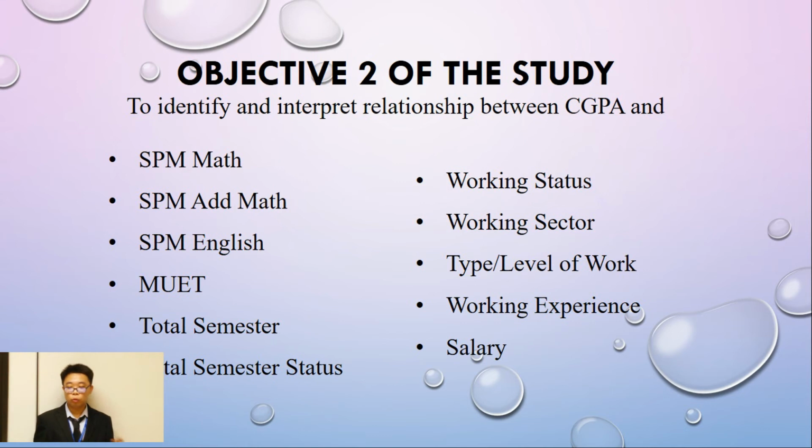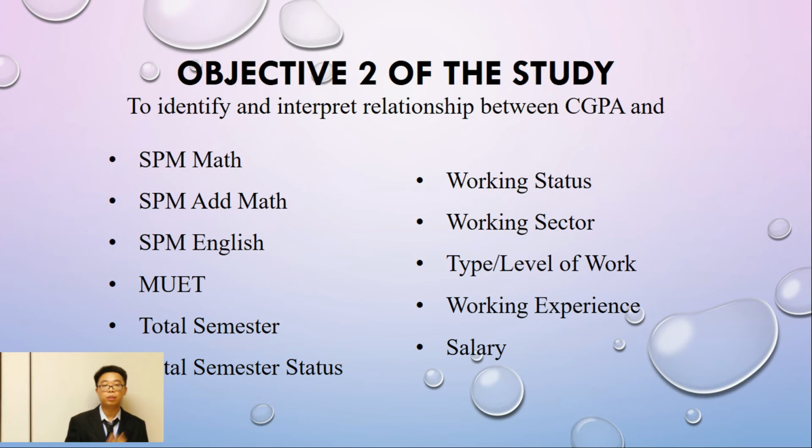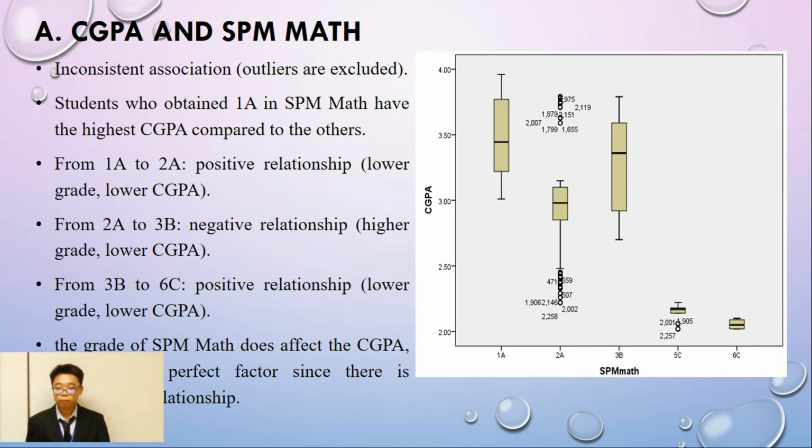in objective 2, we are going to identify and interpret the relationship between CGPA and SPM Math, CGPA and SPM English, MUET, total semester status, working status, type or level of work, working experience, and also CGPA and salary. So first is about CGPA and SPM Math.